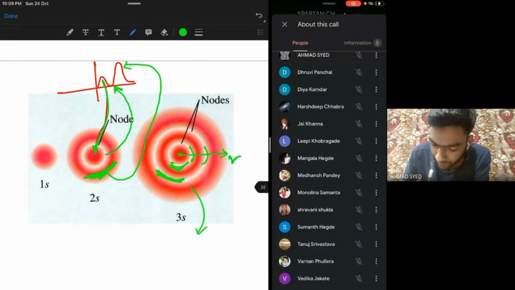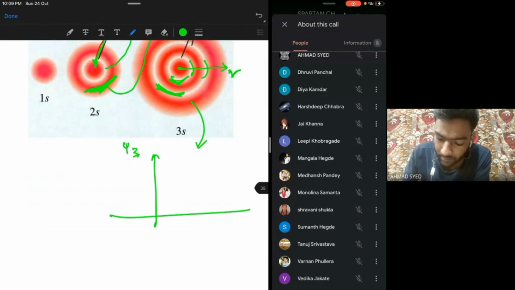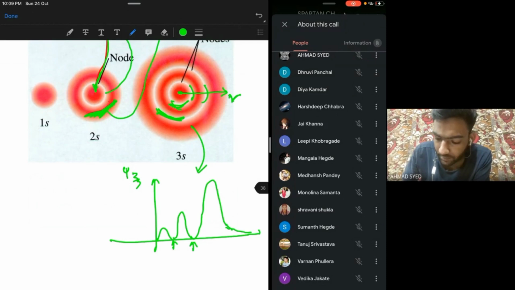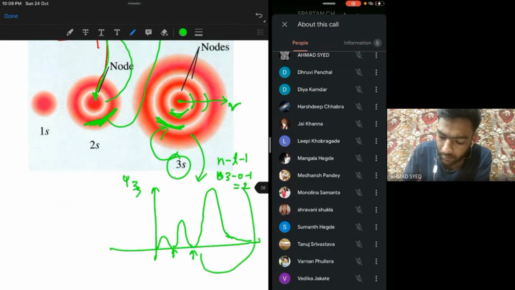Similarly, from this also you can somehow predict what will be the graph of 3s. Psi 3s, right? There will be a small one, then there will be a node where psi will become 0. Then there will be a little bigger one, and then a node, and then a really big lobe, and then it will slowly go to infinity. So 3s has n minus l minus 1, that is 3 minus 0 minus 1, 2 radial nodes. Did you guys understand this?